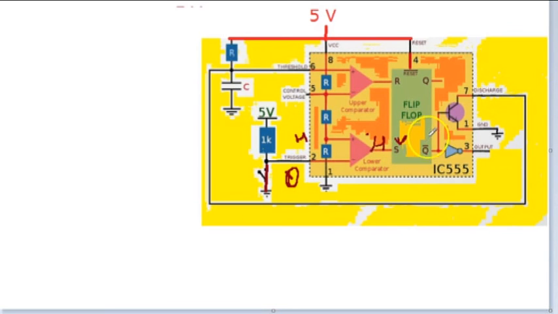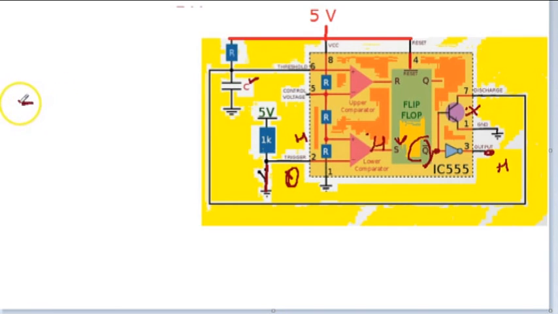Set high means Q complement is low. This is low, so the output will be high because this is a NOT gate. If this is low, then the transistor is off, because this is low and this is an NPN transistor. Current cannot flow, and during the triggering pulse the capacitor will start charging.